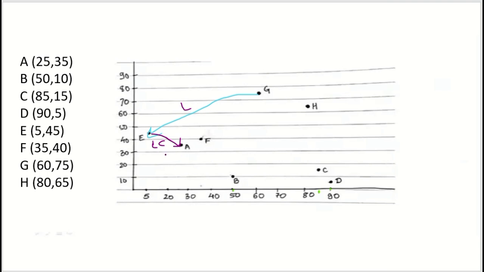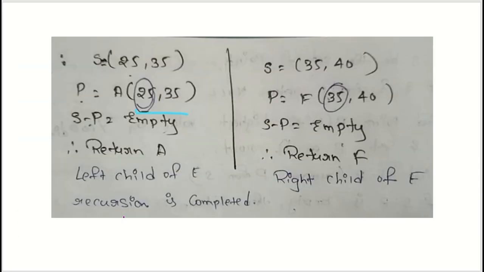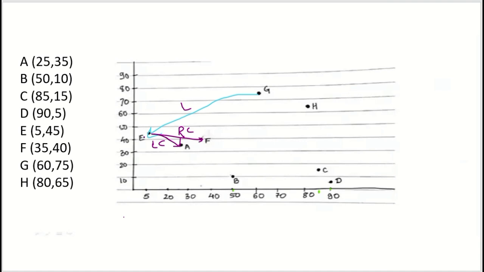Now I need to find the remaining right child. See here, 35, 40 is on the right side. For that also I am finding the same P, the same value only, because only one value is there. So I am taking the same. S minus P is empty, so I am returning the F itself. Right? F is a right child of E. So here G is a root. For this root, E is left child, and for this E, A is left child and F is right child.